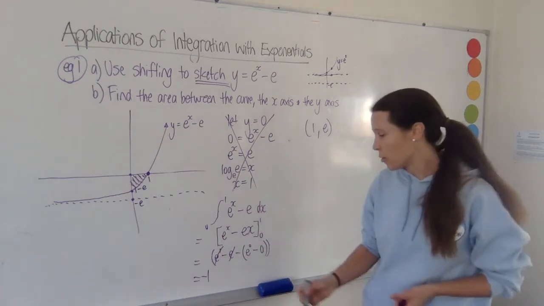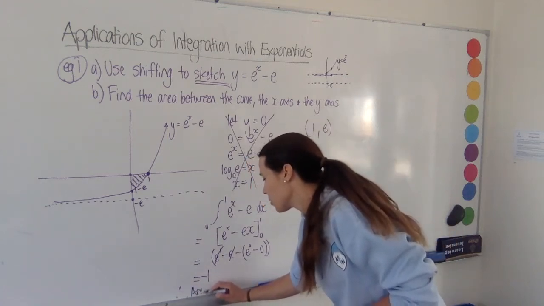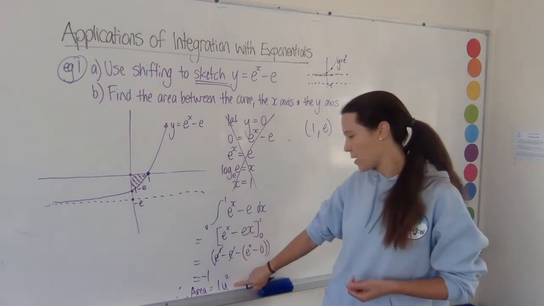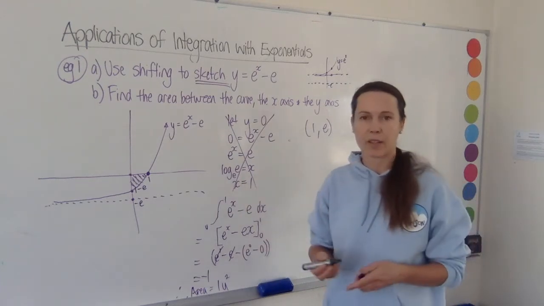At that point then you could say, therefore, area equals 1 unit squared, and now you're stating clearly what the area is at the bottom. So you can set it out however you like.